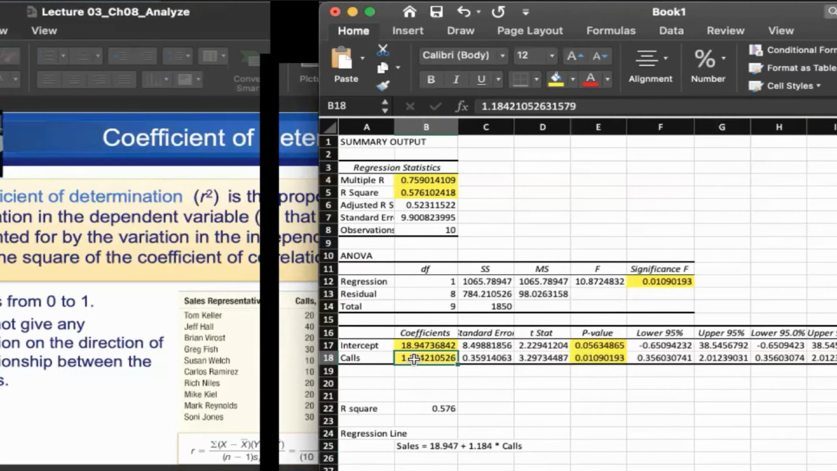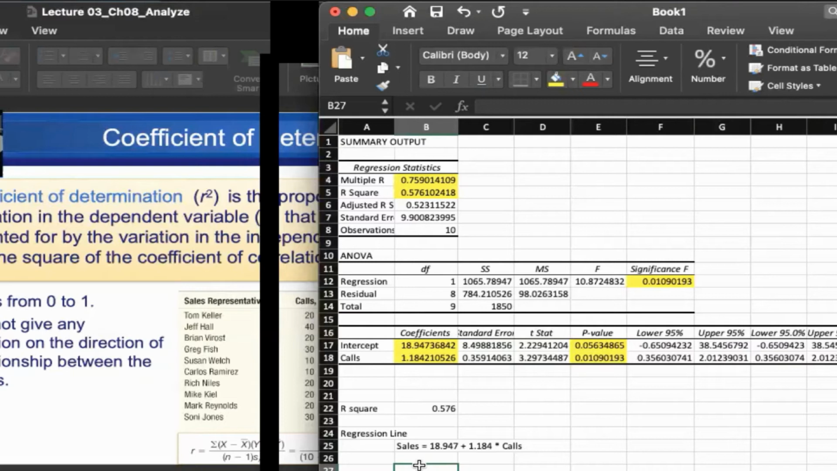Isn't this equation used to create a prediction, for any given number of calls, of what the projected sales would be? Yes, you are correct. So 1.184 is the impact that one sales call makes on sales. For example, if you make one call, then it creates more than one sale. It creates 1.184 sales, right?